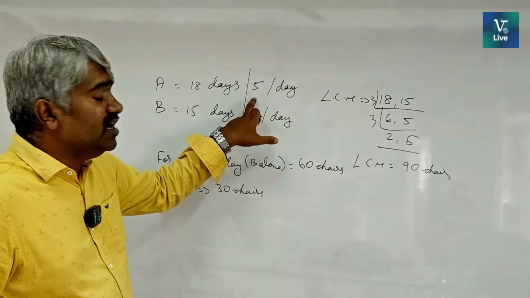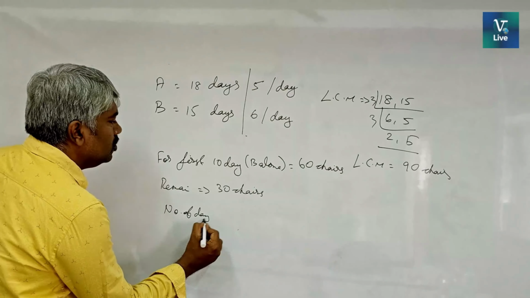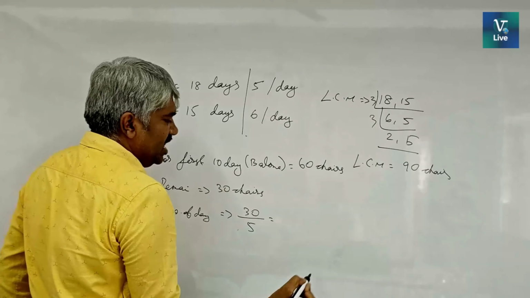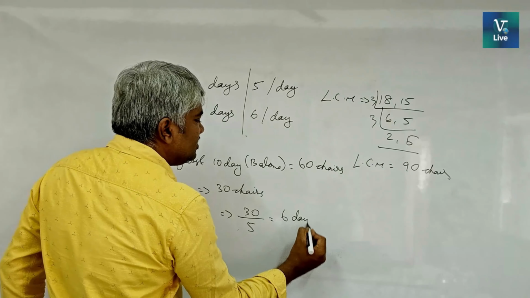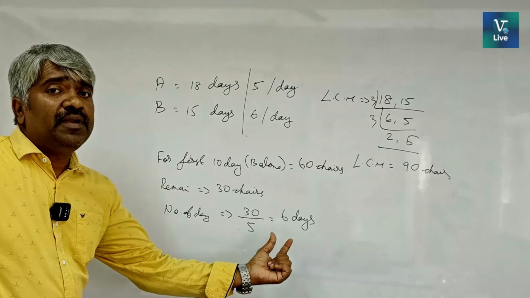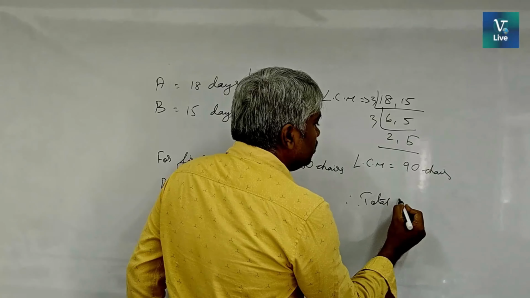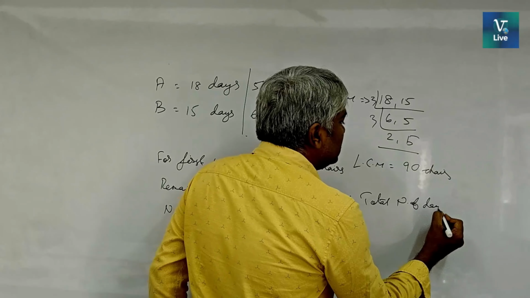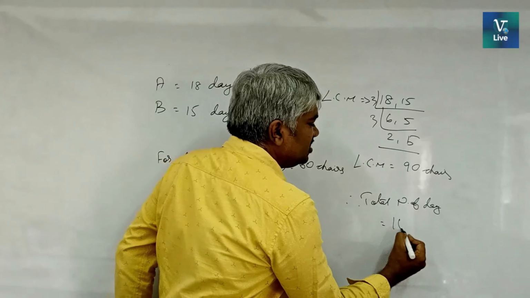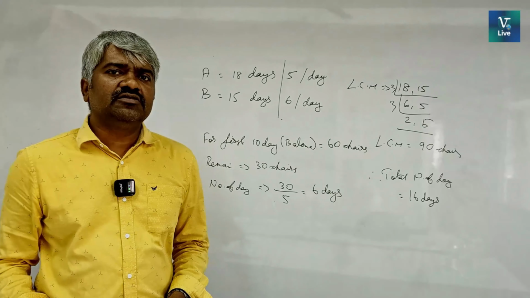Whereas person A can manufacture 5 chairs in one day. So, number of days equals total number of chairs divided by the number of chairs manufactured by A in one day, which is 6 days. So, the time taken by A to complete the remaining work is 6 days. Therefore, the total number of days is: B has already taken 10 days, A has taken 6 days, which is 16 days. I hope you are clear with this solution.